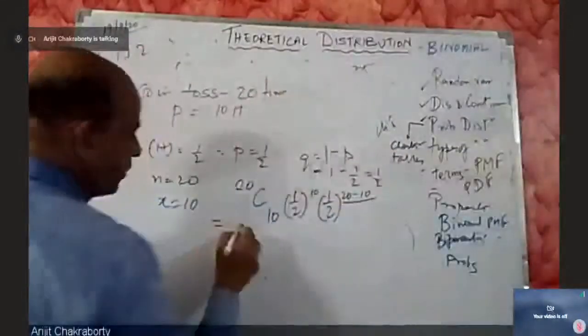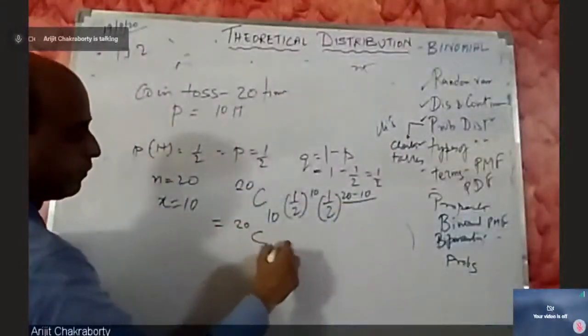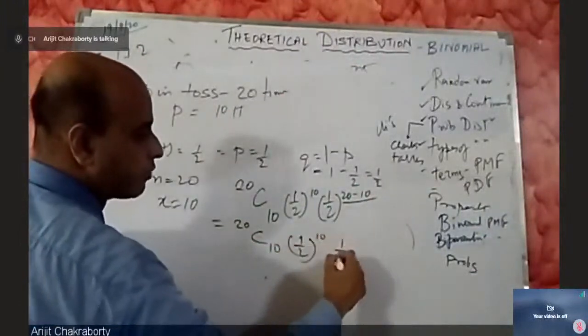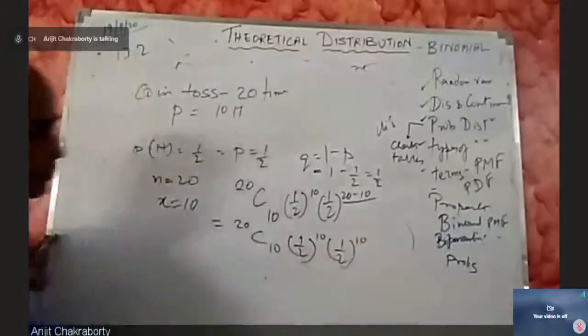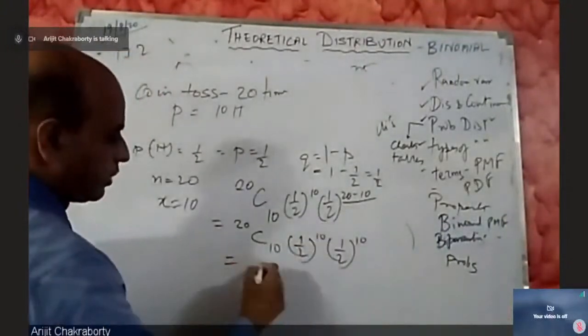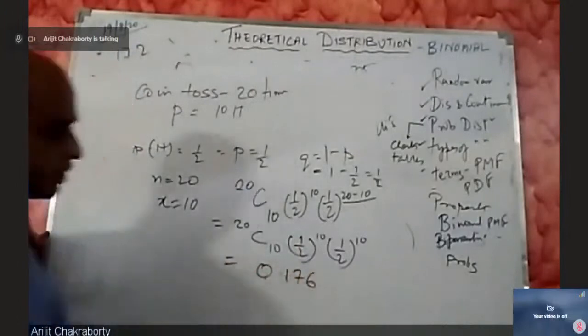That means this will be 20C10, half to the power 10 and half to the power 10. Now if you simplify and find it out, it is approximately 0.176.